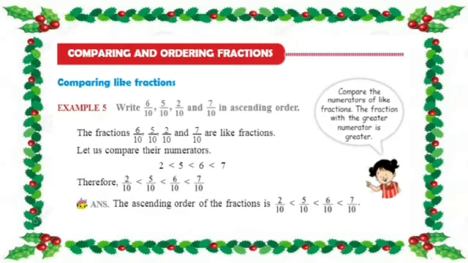The fraction with the greater numerator will be the greater fraction. So 2 is less than 5 is less than 6 and less than 7. Therefore 2 by 10 is less than 5 by 10 is less than 6 by 10 is less than 7 by 10 is the ascending order of the given fractions.